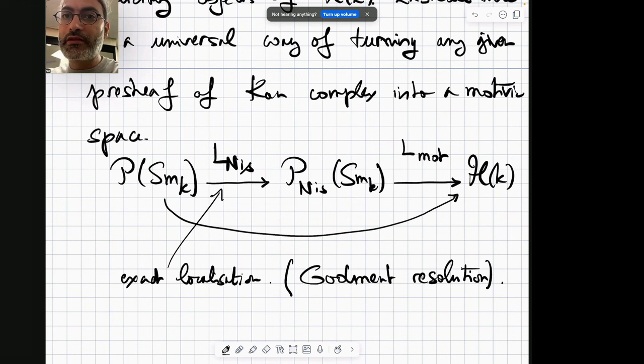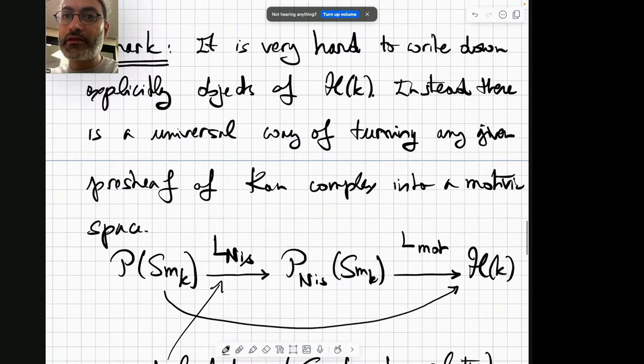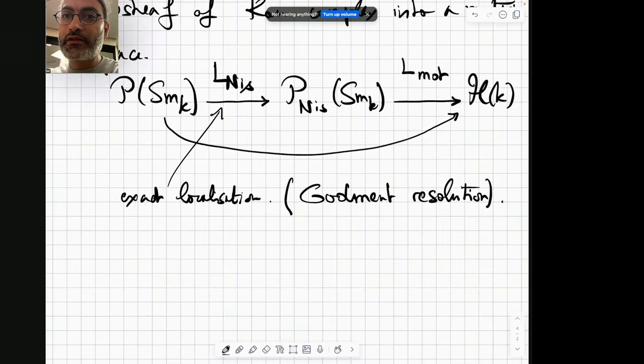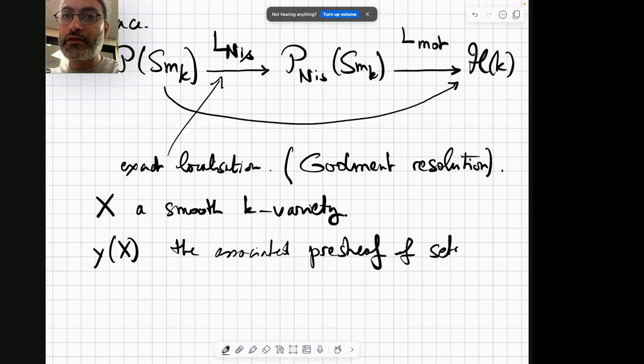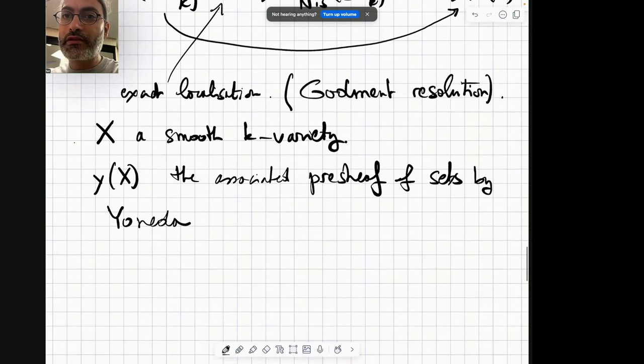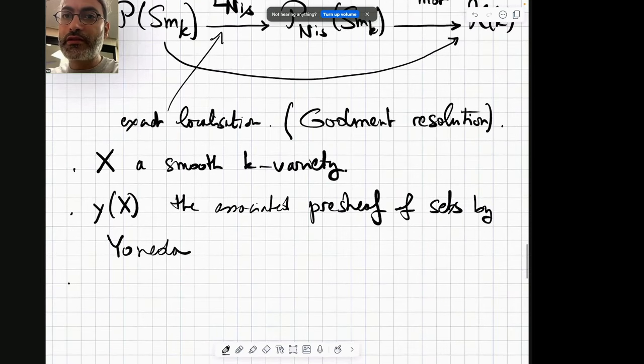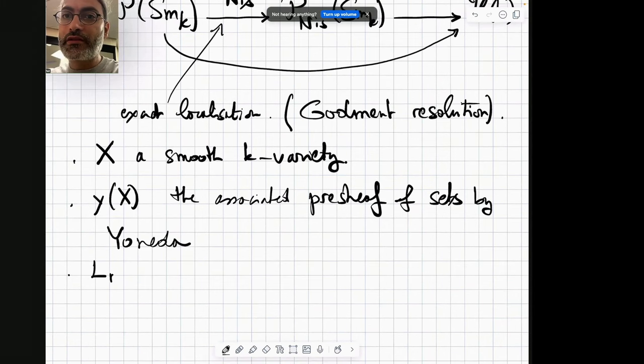Okay, so we can apply this to some examples. A typical thing to do: if you have X, a smooth K-variety, then you have the Yoneda embedding, so you can look at X as the associated presheaf of sets, by Yoneda. This is already a sheaf, so we can apply to it L mot.